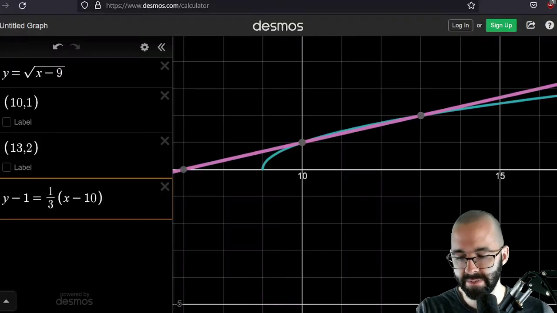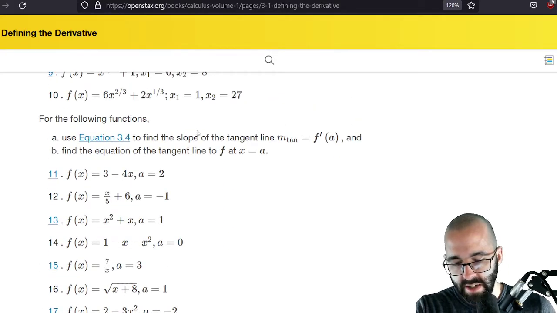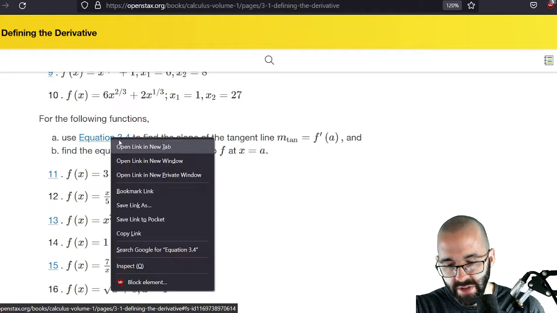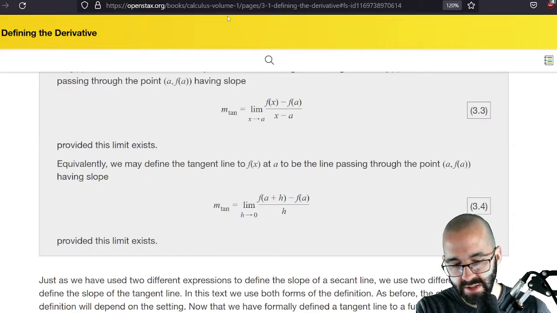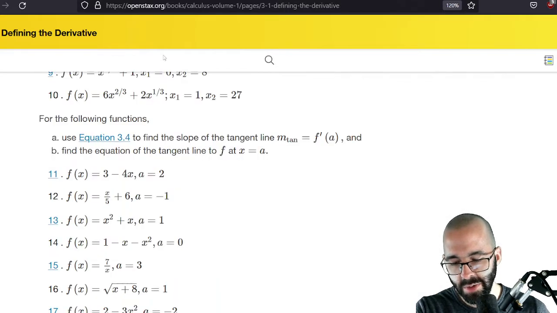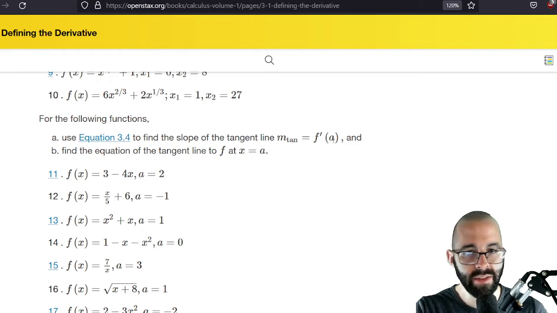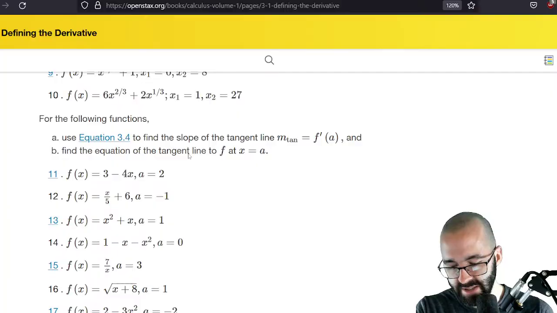Let's do 16. All right, find the slope of the tangent line with equation 3.4. Which one is that it wants us to use? Ah, the one with h's. Find the slope of the tangent line with the h one. Slope of the tangent line is the derivative at that point. And find the equation of the tangent line as well for 16.